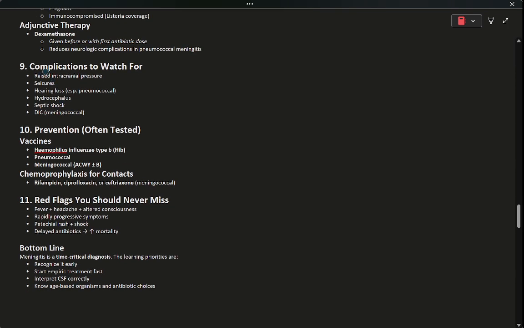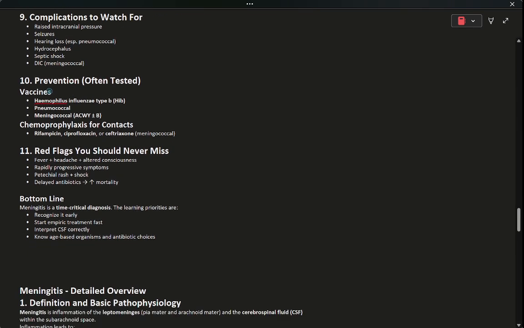And then there are some complications you need to watch out for. These include raised intracranial pressure, seizures, hearing loss, hydrocephalus, septic shock, and disseminated intravascular coagulation. The disseminated intravascular coagulation is common if the etiology is Neisseria meningitidis, hence the term meningococcus, and the hearing loss is prevalent among infections involving Streptococcus pneumoniae.